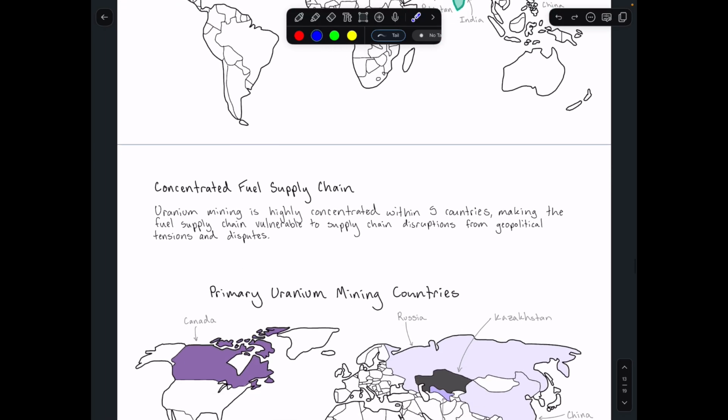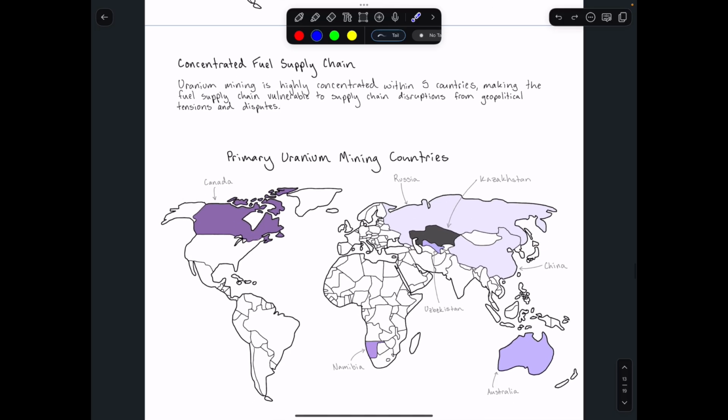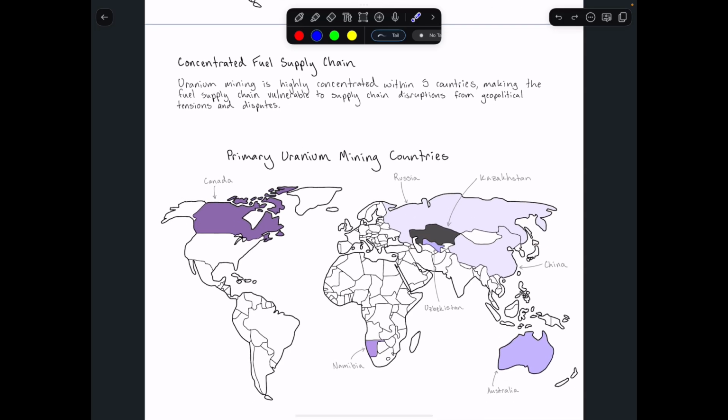All right, and then the last geopolitical consideration is the concentrated fuel supply chain of uranium. So Kazakhstan, as a singular country, supplies roughly 40% of the world's mined uranium, and this is according to the World Nuclear Association. The top 3 producers, which is Kazakhstan, Canada, and Namibia, account for roughly 75% of the global uranium mining. So if there's a single mine that for some reason becomes unavailable, or there's a political shift in any one of these countries, this could disrupt the entire market for uranium fuel.